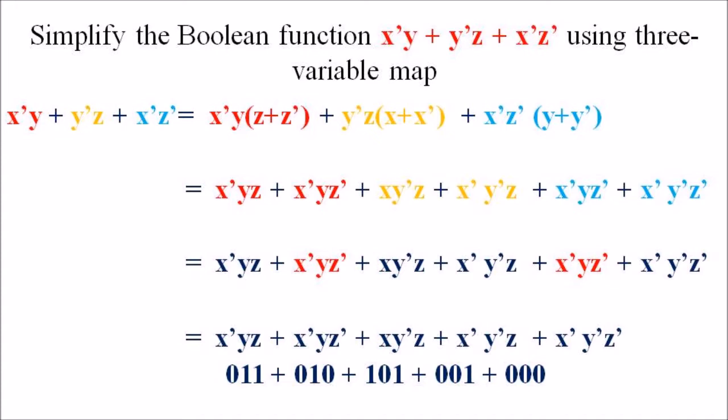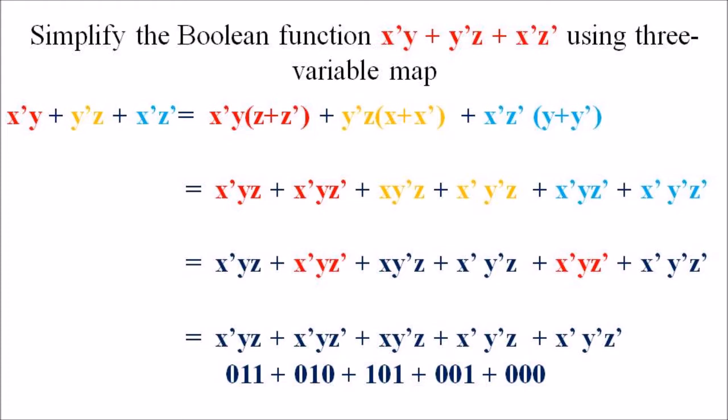Here the 3 individual terms are x' y as the first term, y' z as the second term, and x' z' as the third term. The first term x' y is missing the variable z, the second term y' z is missing x, and the third term x' z' is missing the variable y. Thus, in the next step, we have to expand this function by adding the missing variables.